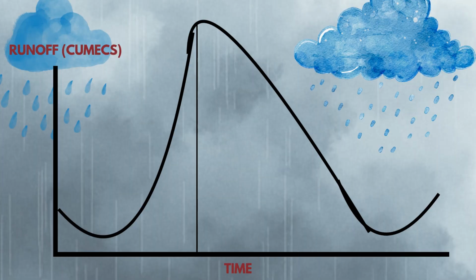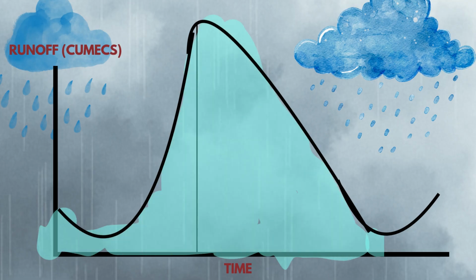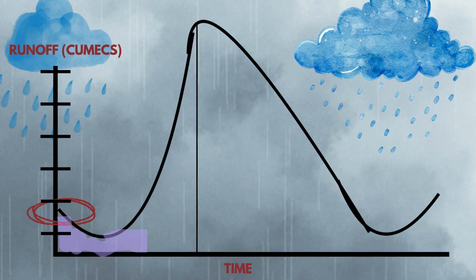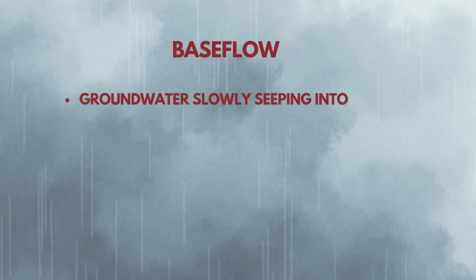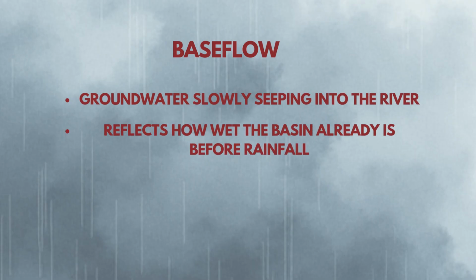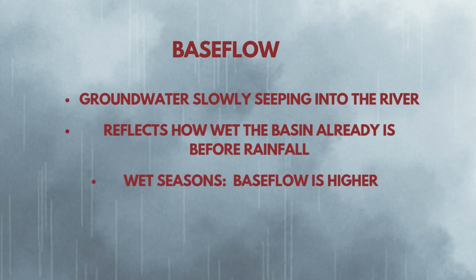Discharge is the volume of water flowing past a point in a river each second, measured in cubic meters. Notice that discharge starts above zero, even before the storm. This baseline level is called baseflow. It makes up the portion of a river's discharge that comes from groundwater slowly seeping into the river, and it reflects how wet the basin already is before rainfall. In wetter seasons, baseflow is higher. In dry seasons, it is lower.